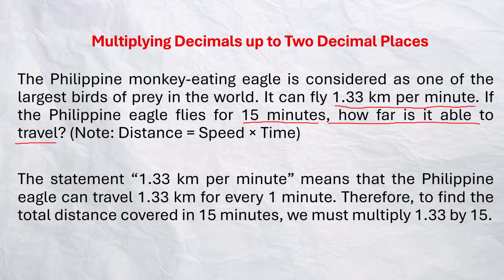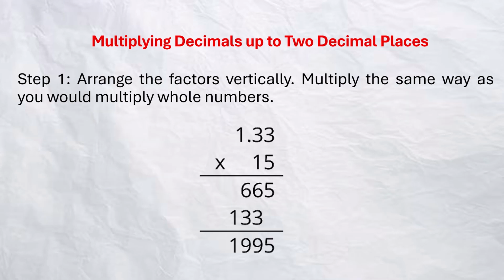Take note that to solve for the distance, we use the formula distance equals speed multiplied by the time. The statement 1.33 kilometers per minute means that the Philippine eagle can travel 1.33 kilometers for every 1 minute. Therefore, to find the total distance covered in 15 minutes, we must multiply 1.33 by 15. To do that, let us have the following steps.